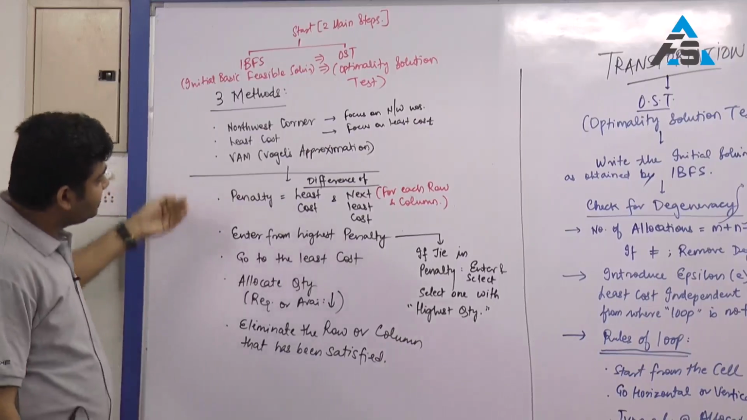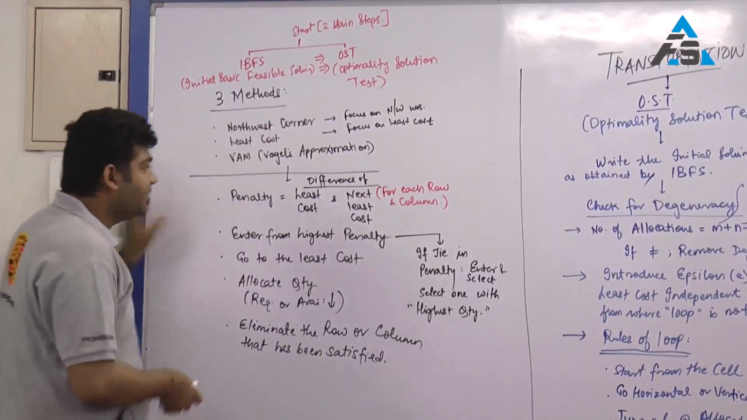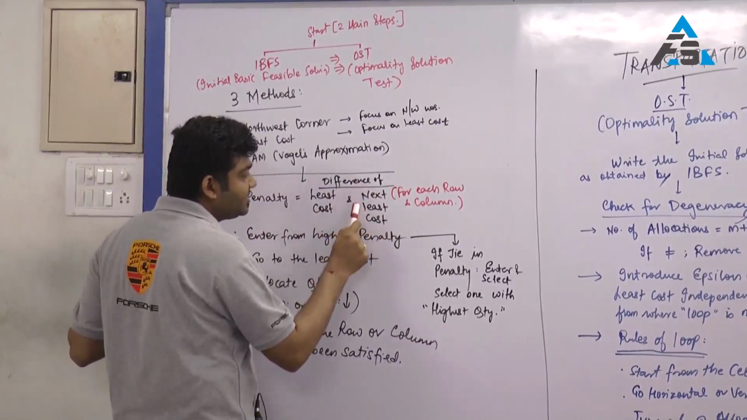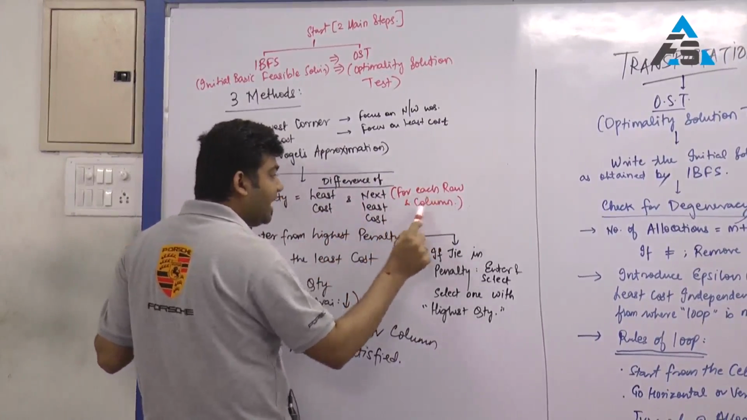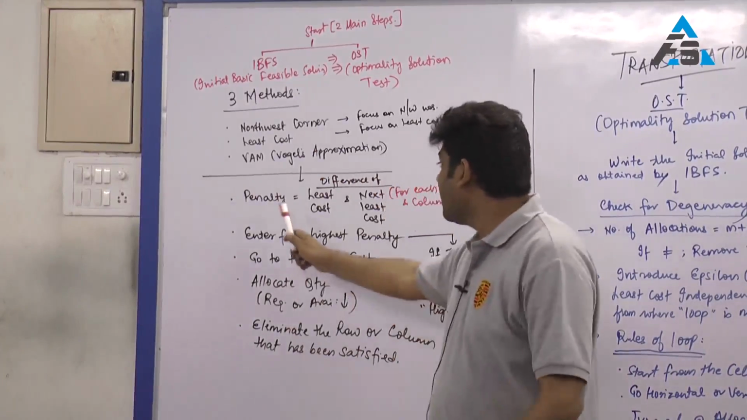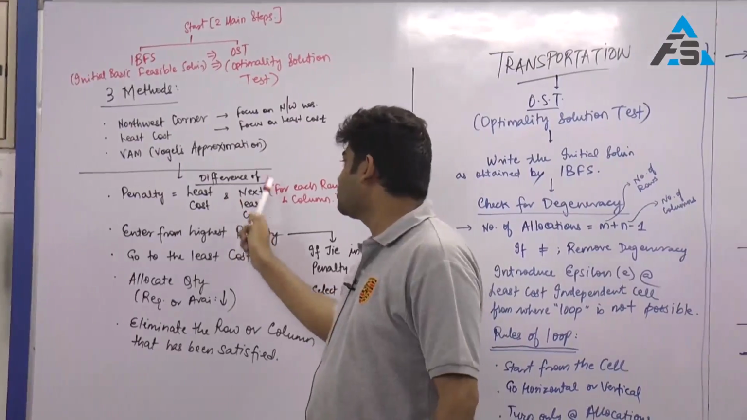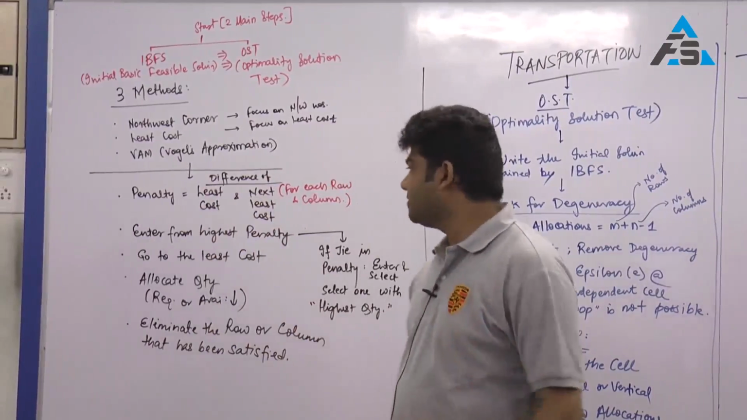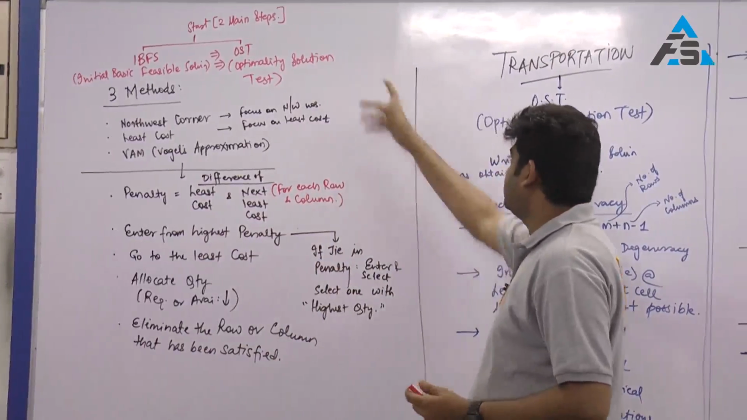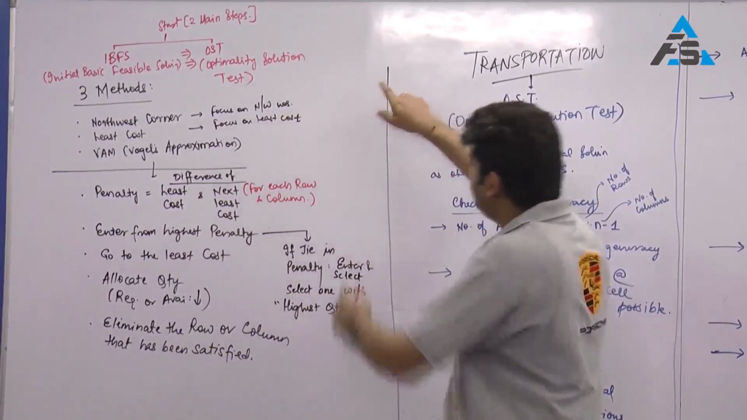What does Vogel's approximation method say? It says that you start with penalty. How do you give penalty? Penalty is the difference of least cost and next least cost for each row and column. So for every row and column, you have a penalty which is nothing but your least cost and next least cost difference. So first we will find out penalty for each row and column. There will be a row, so this is the penalty. There will be a column, so this is the penalty.